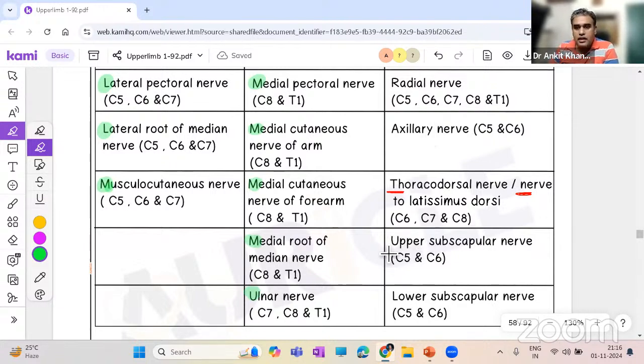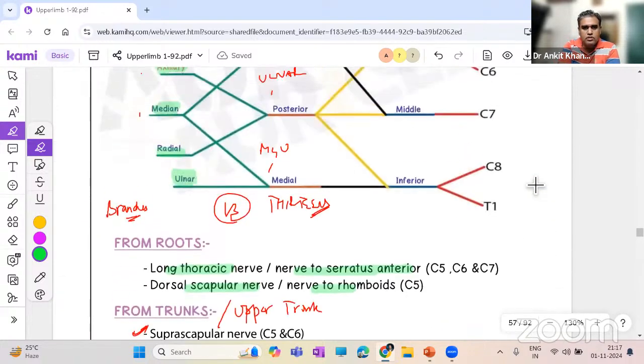Then ultra you have upper subscapular, lower subscapular. If you are using ultra, then it is thoracodorsal, axillary, radial. If you are saying ulnar, then it will be nerve to latissimus dorsi. Go through these names, must know names. These branches, 13 from the cords, 2 from the roots and trunks.